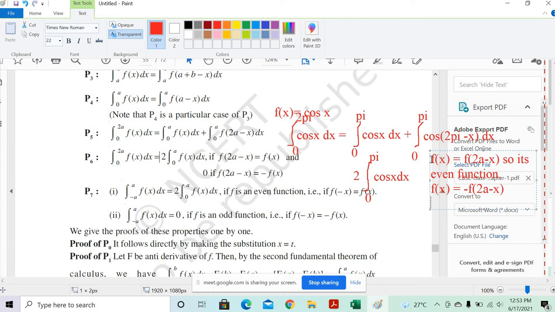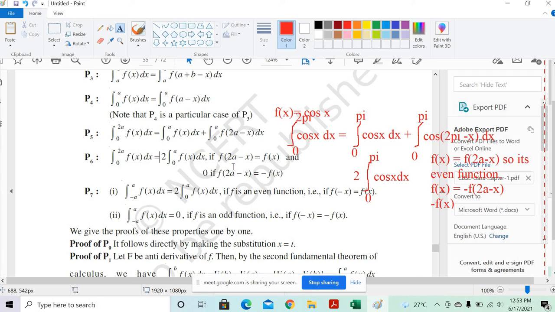Then this will become 0. It will become minus f of x, isn't it? So f of x minus f of x will become 0. This sign will become minus sign, and then the entire integration will become 0. So you don't have to solve it also. You can directly write the answer is 0. For the odd function, the answer is 0. Clear? Excellent. Now let's go to the seventh property.